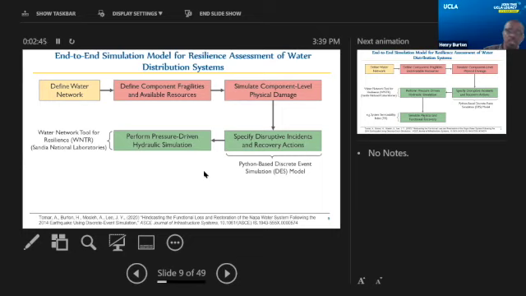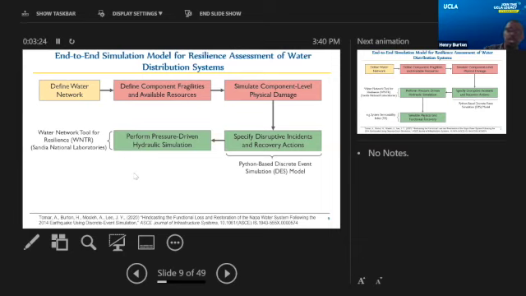Well, this is a water distribution system, and in this particular case, we're using a hydraulic simulation to measure the loss of service to the region that is serviced by the water distribution system. We're actually not doing the hydraulic simulation ourselves. We're relying on a tool that was developed by Sandia National Labs, the Water Network Tool for Resilience, called WNTR. There's a Python package in there that does the hydraulic simulation for us.